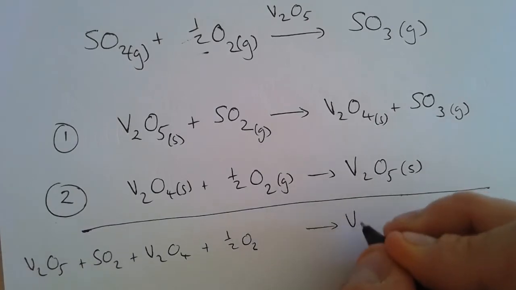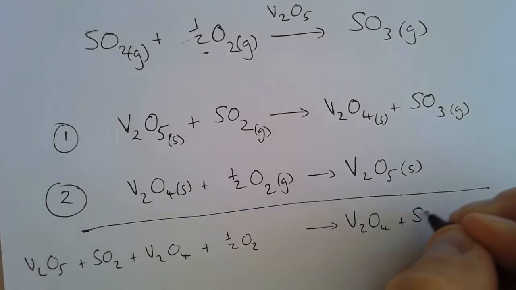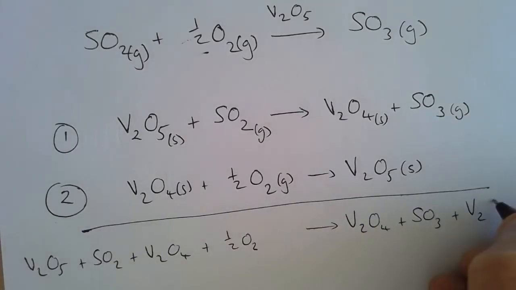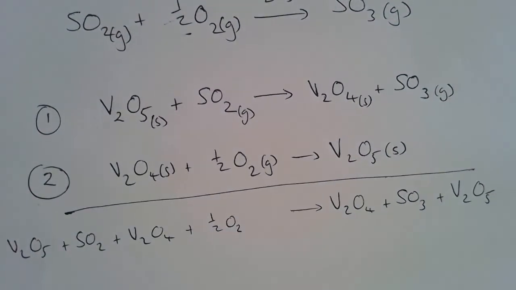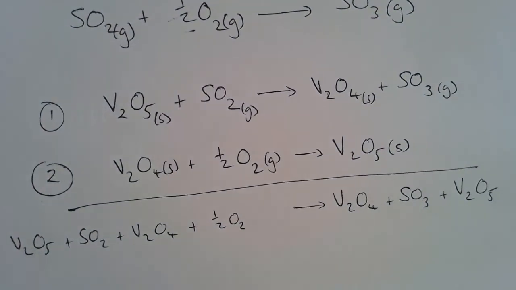And all of the products together. And then we can cancel out anything that appears the same on both sides. So that and that cancel, and that cancel, and we're left with our overall equation for the reaction: SO2 plus a half O2 goes to SO3.